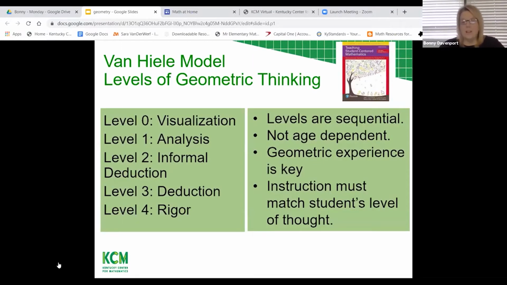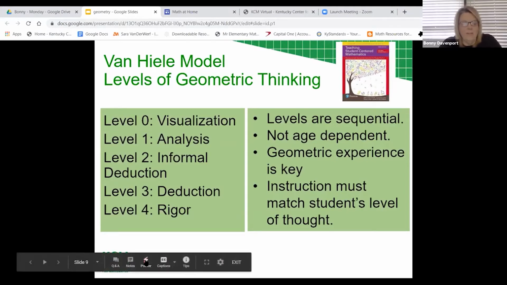Okay, so we're going to talk a little bit about the Van Hiele model, levels of geometric thinking. It's just a 5-level progression of understanding spatial ideas, and each level describes the thinking process used in a geometric context. It's about describing what kind of geometric ideas we have, how we think about those ideas, and what the students are going to produce based on those ideas.